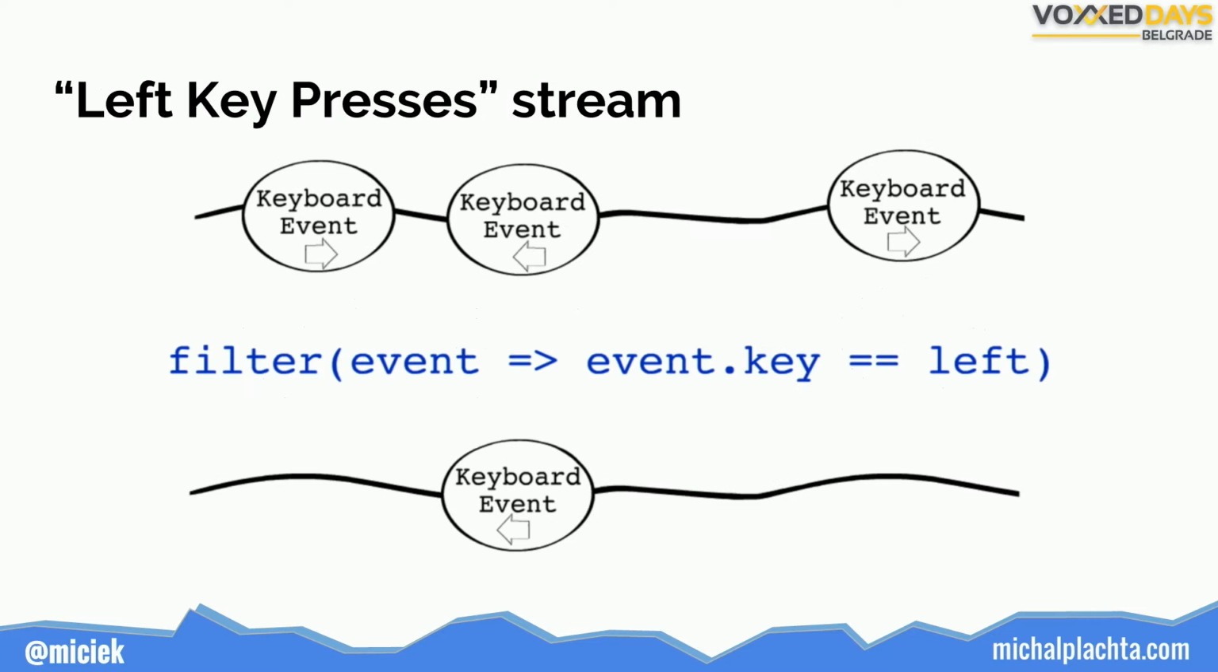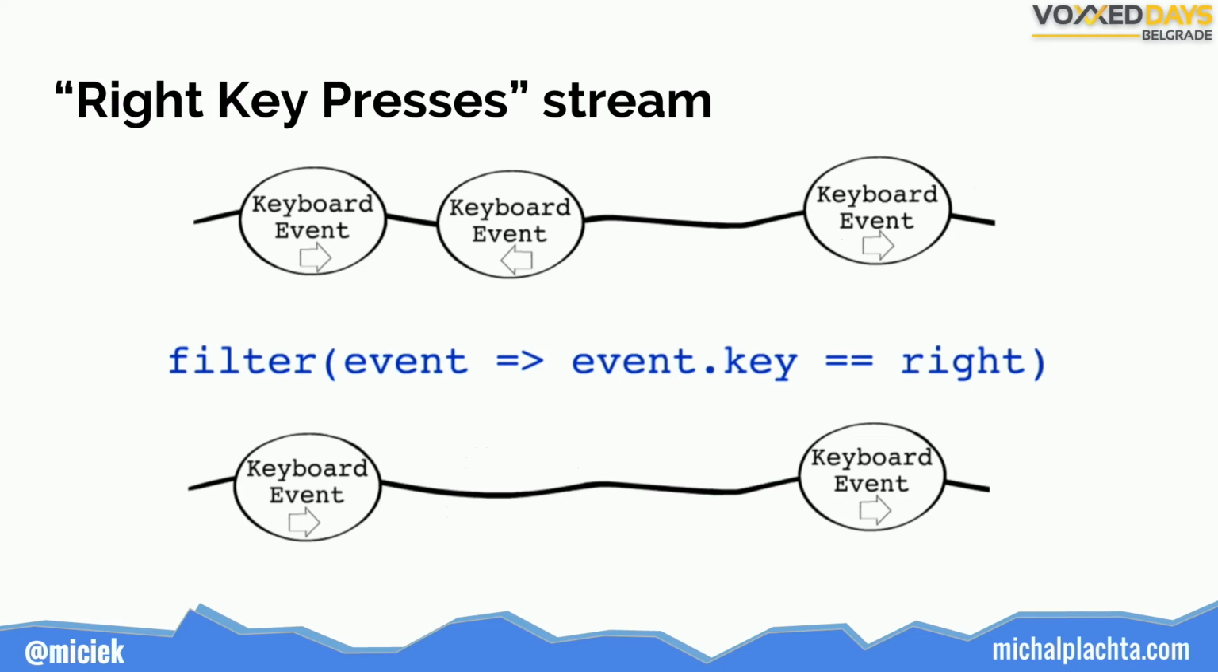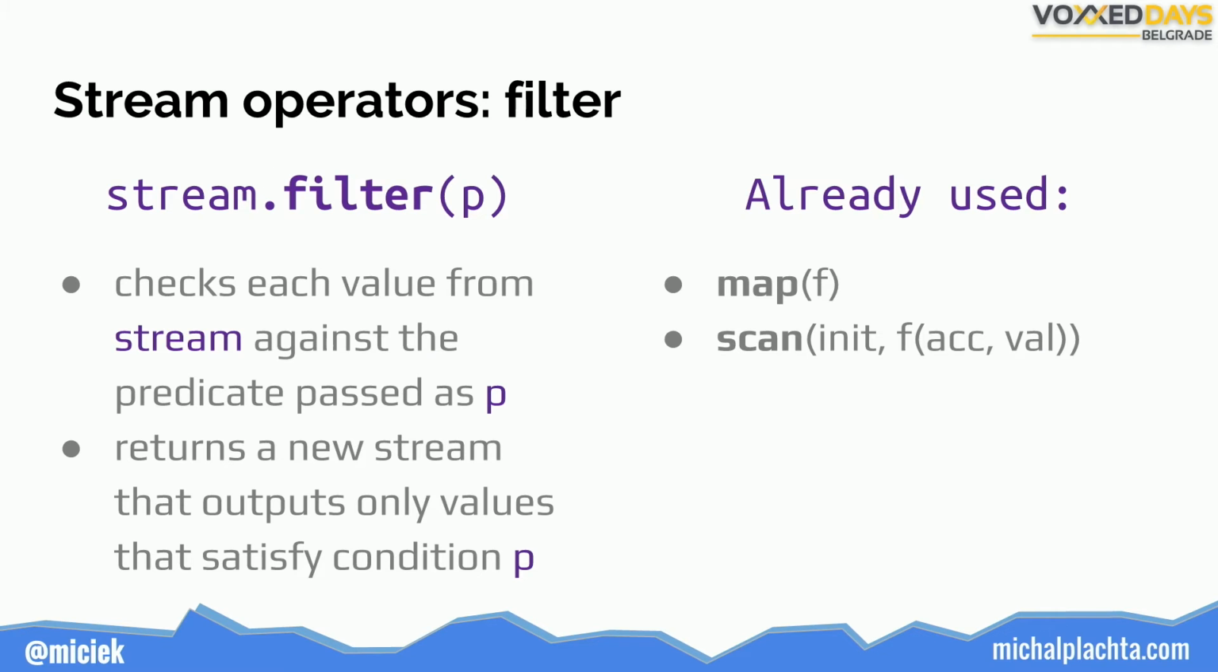How can we use that? We can create a left key presses stream. And using the third operator, filter, we can just filter out all keys besides the left key, right? And what we get is the left key presses stream. Every time a user presses the left key, we have a value in the stream. The same can be done for right key presses. So we can reuse the key presses stream and filter out all the key presses besides the right key.